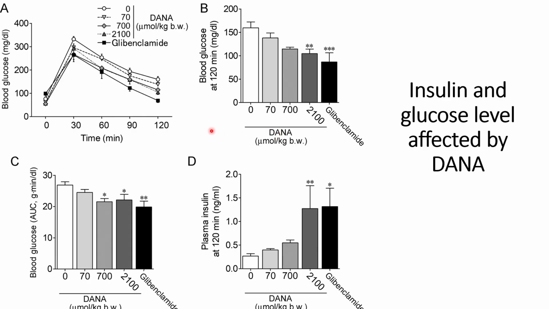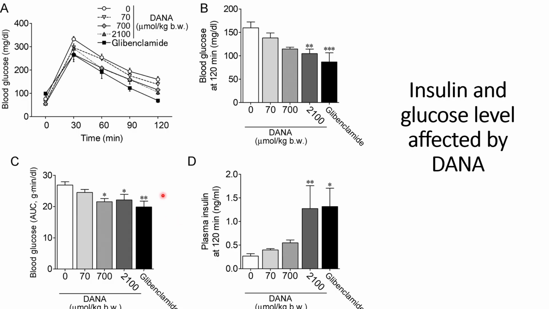After that they checked the area under the curve of the blood glucose level, and they found that the area under the curve decreases, statistically significant for the 700 micromolar per kg body weight and 2100 micromolar per kg body weight when DANA is used. And for glibenclamide they used 10 milligram per kg body weight, and they see that the decrease in blood glucose levels is statistically significant with increase in the DANA above 700 micromolar per kg body weight.